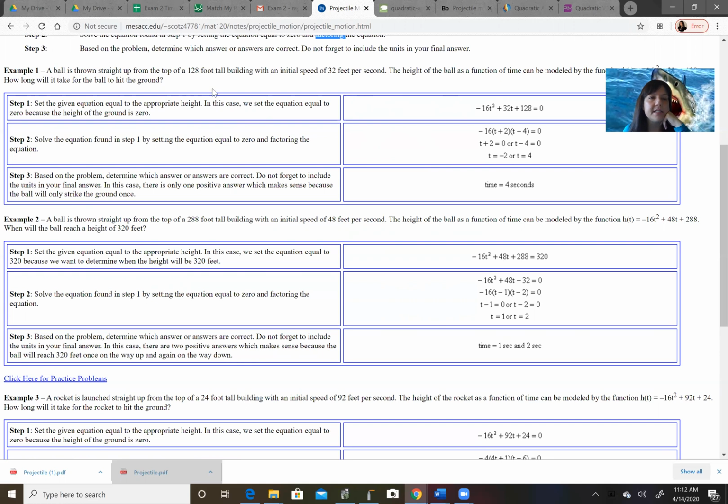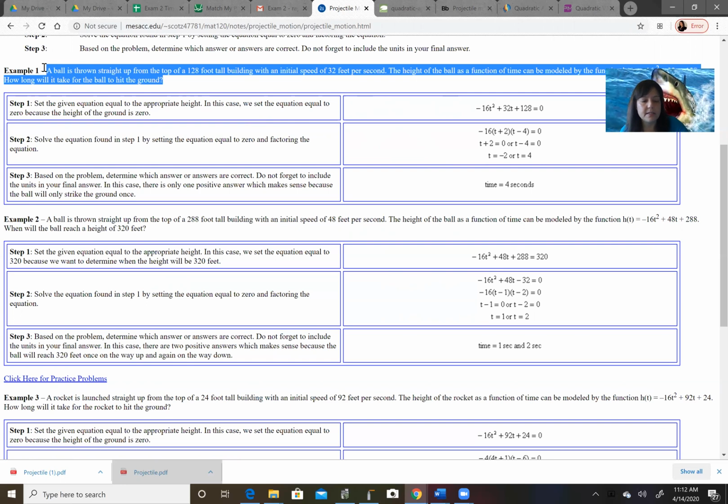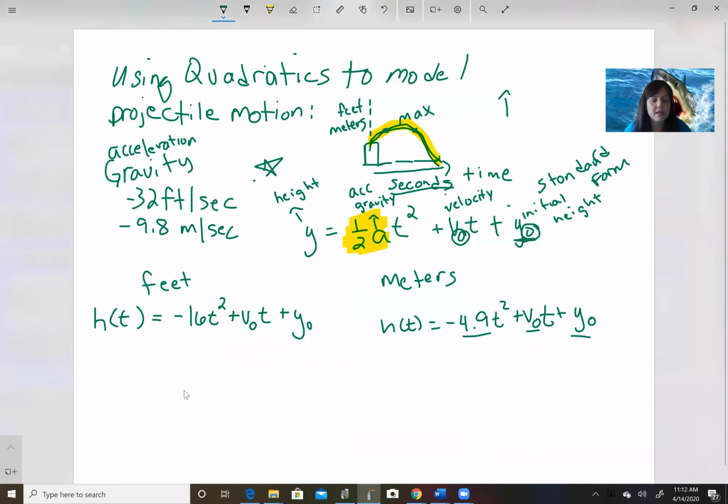A ball is thrown straight up from the top of a 128-foot tall building with an initial speed of 32 feet per second. Okay, so that, let's see, can I just copy this? And paste it? Oh, I guess not. I guess I cannot do that.